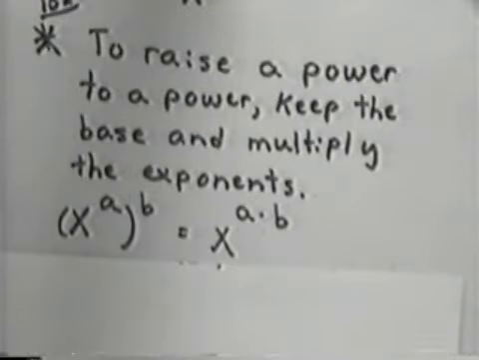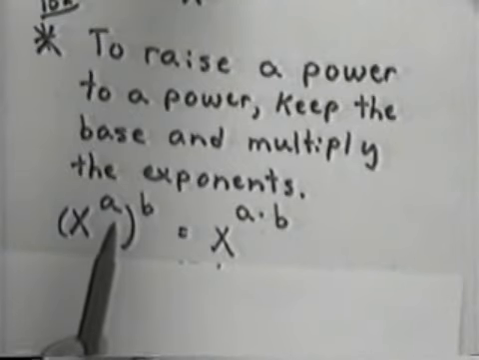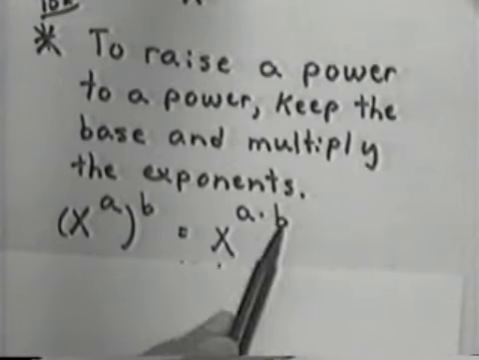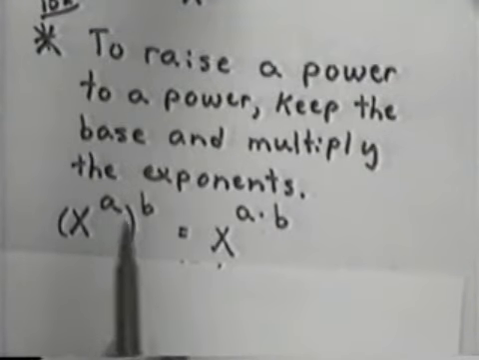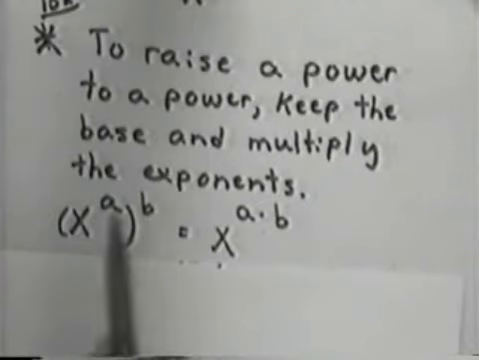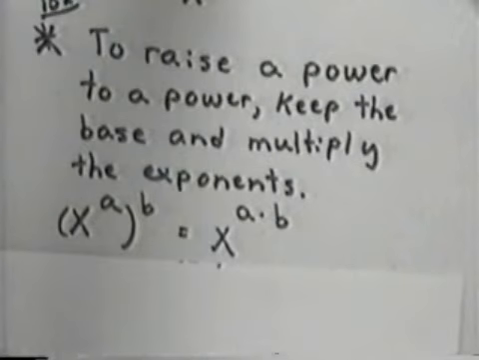To raise a power to a power, keep the base and multiply the exponents. To raise a power to a power, keep the base and multiply the exponents. Written symbolically, x to the a raised to the b power is x to the a times b. To raise a power to a power, you keep the base, multiply the exponents.